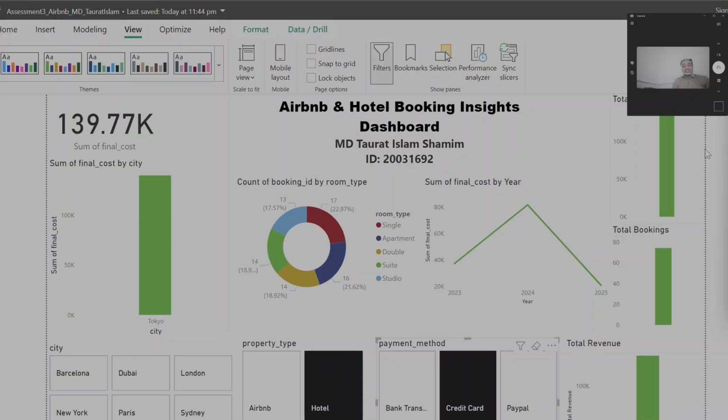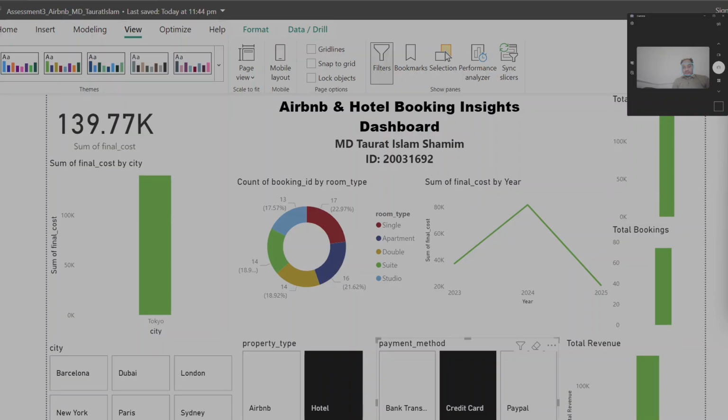20031692. And the presentation is for the subject ICT 761 Business Analytics and Business Intelligence. The assignment is called Case Study, Data Analyzing using Power BI for Business Analytics and Business Intelligence. For this work, I use a dataset of hotel Airbnb bookings. The goal was to create an interactive dashboard in Power BI to understand the data better. Things like total revenue, popular room types, booking trends, and how customers are paying.